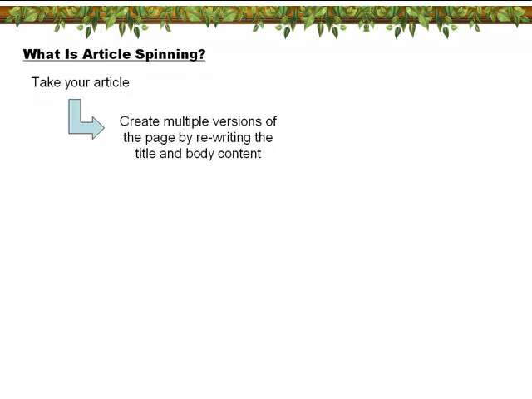Now, let's just walk through a very quick example. So, let's say you've gone out and you've written an article. Your article's on shoes, because we talked about running shoes before. So you take your article, and rather than just having 7 articles written on running shoes, why not just take your running shoe article and create multiple versions of that article by rewriting the title and the body content?